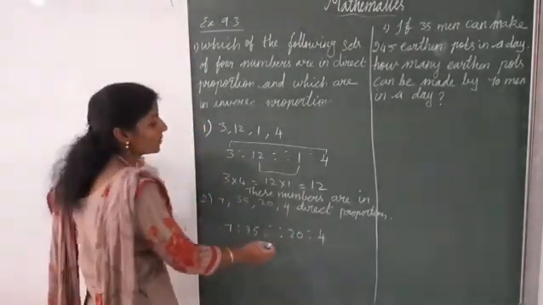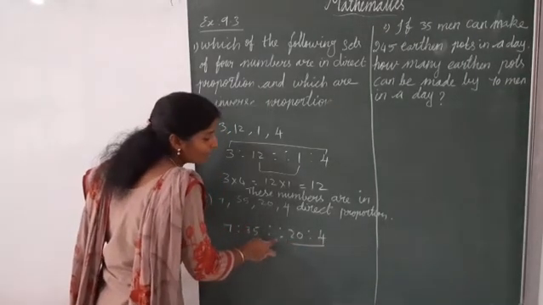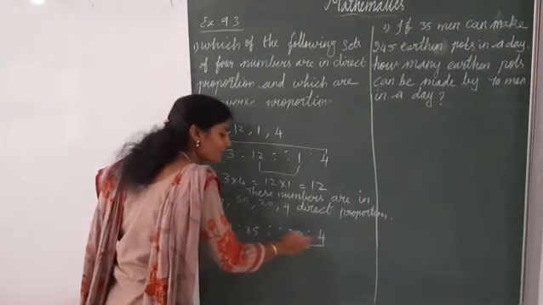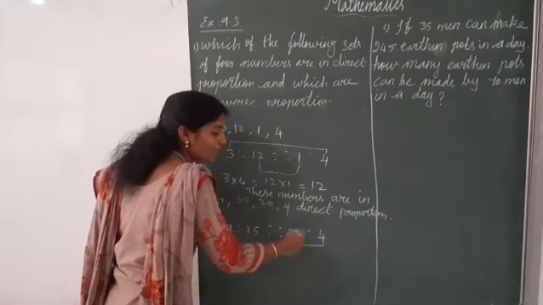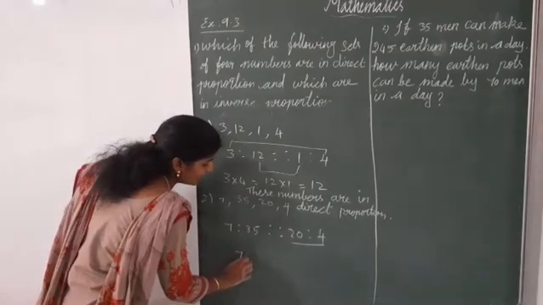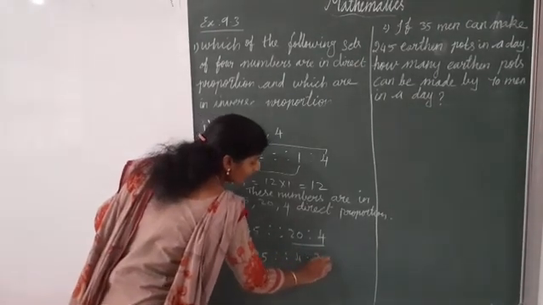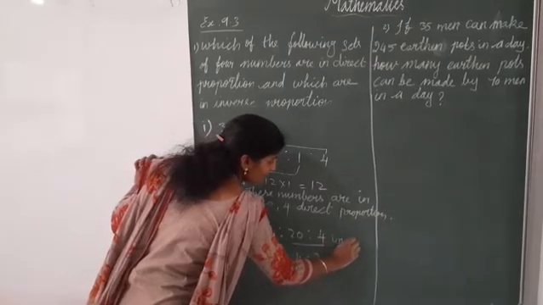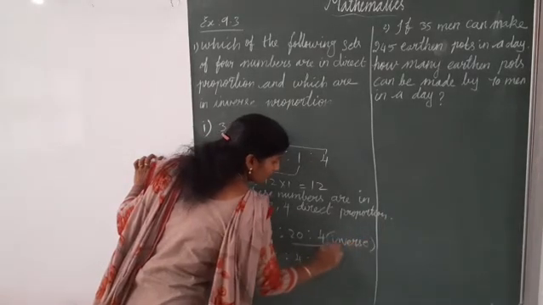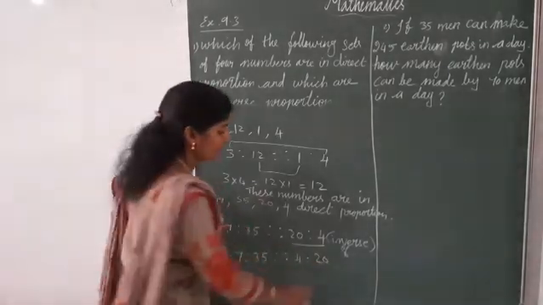Okay. Inverse proportion means A is to B is equal to the inverse of C is to D. Inverse of C is to D means D is to C. Isn't it? So 7 is to 35 as 4 is to 20. This is inverse. Inverse of 20 is to 4 is equal to 4 is to 20.